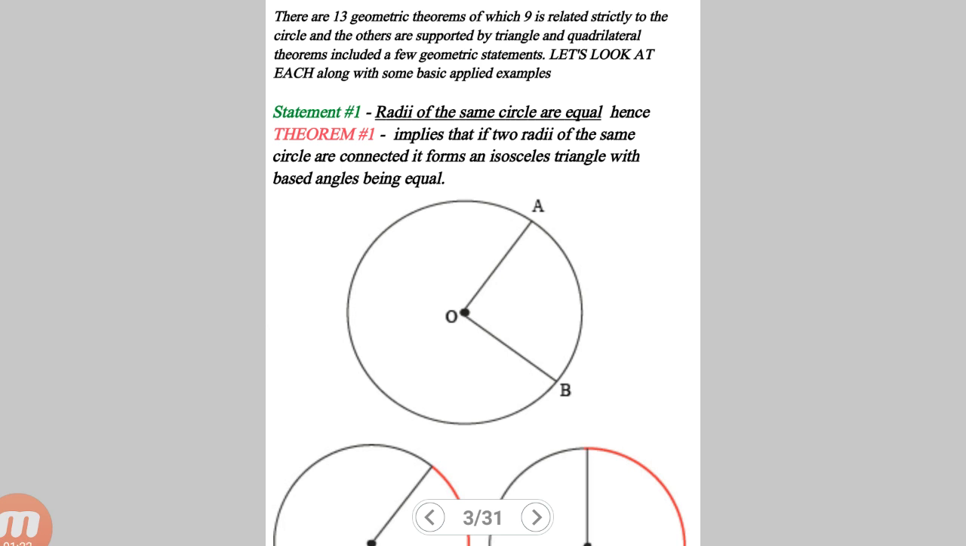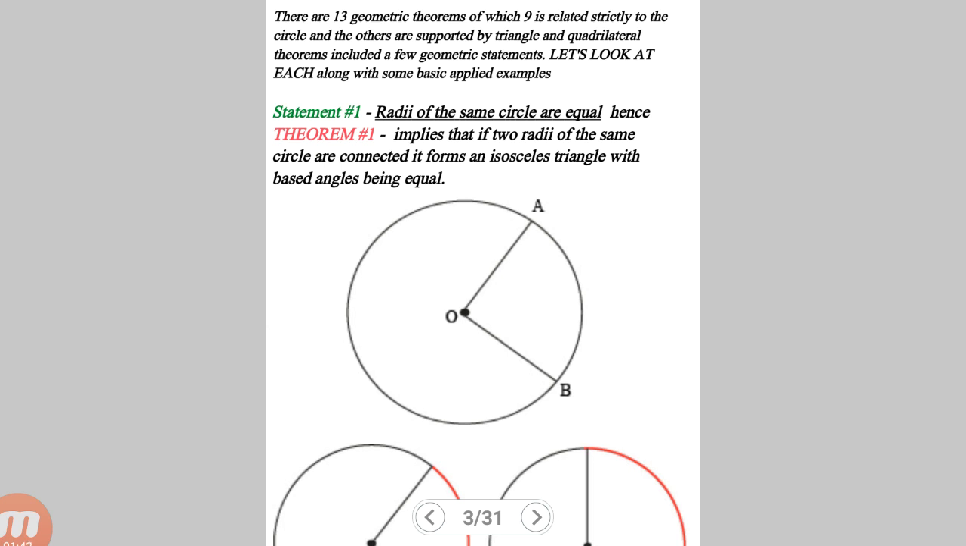Alright, so we're going to begin the explanation of the theorems, and we're going to have some statements and we're going to have some theorems. Statements are just kind of like what I refer to as foundation knowledge to why or how the theorem exists and how it works.